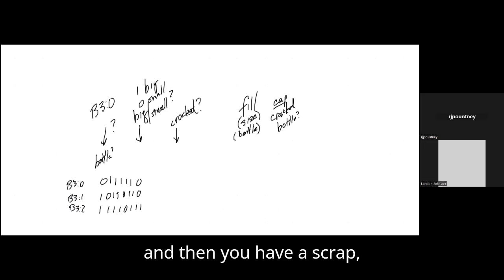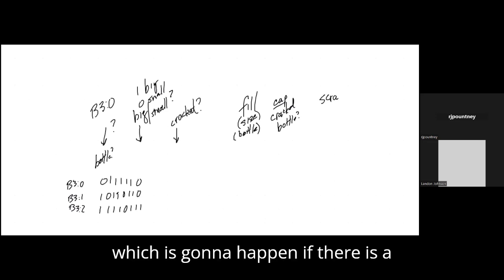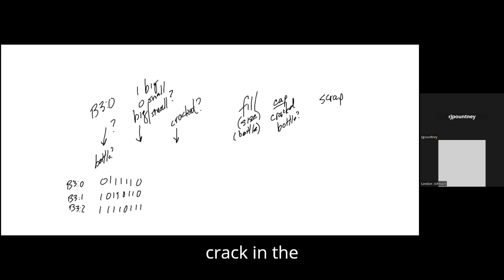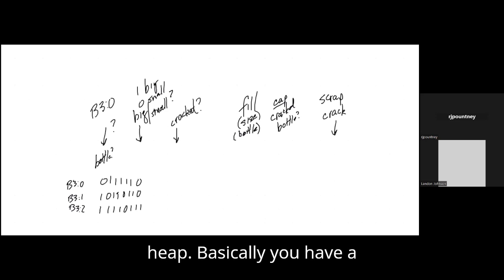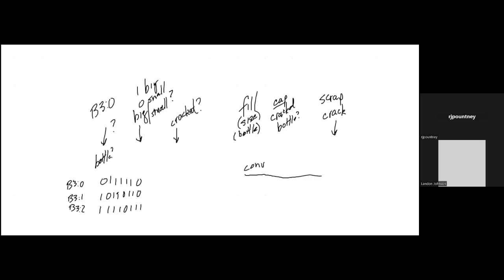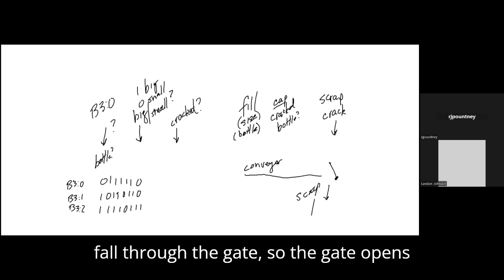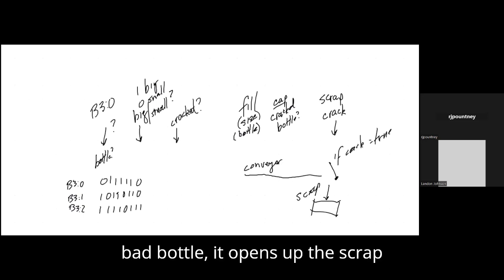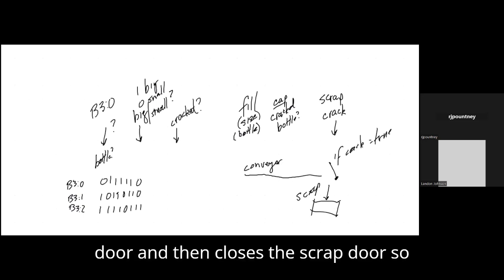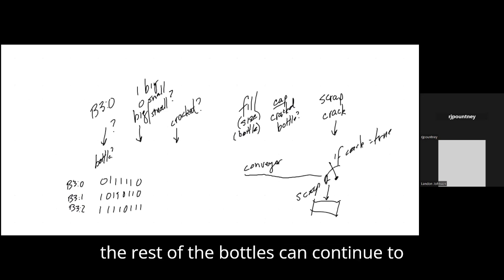And then you have a scrap, which is going to happen if there is a crack in the bottle. It's going to go into a scrap heap. Basically, you have a conveyor with a gate that can open up, and the scrap can fall through the gate. So the gate opens up if crack is true. If it's a bad bottle, it opens up the scrap door and then closes the scrap door so the rest of the bottles can continue to go through.